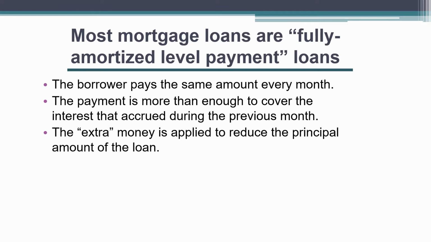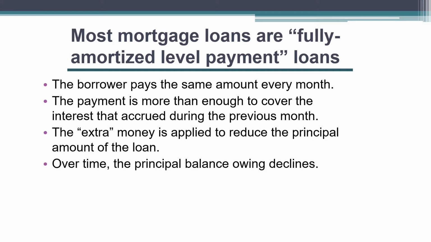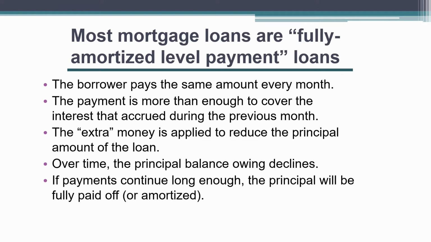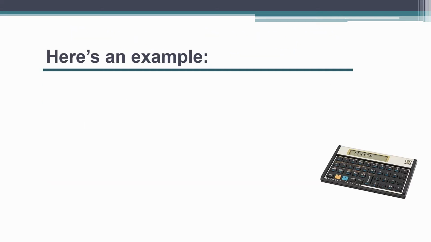The extra money is applied each month to reduce the principal amount of the loan. So over time, the principal amount declines. And what that means in turn is that eventually, if the payments continue long enough, the principal will be fully paid off, or as we say, amortized. That's why it's called a fully amortized level payment loan, because over time, the payments on principal will fully pay off the loan. Here's an example.